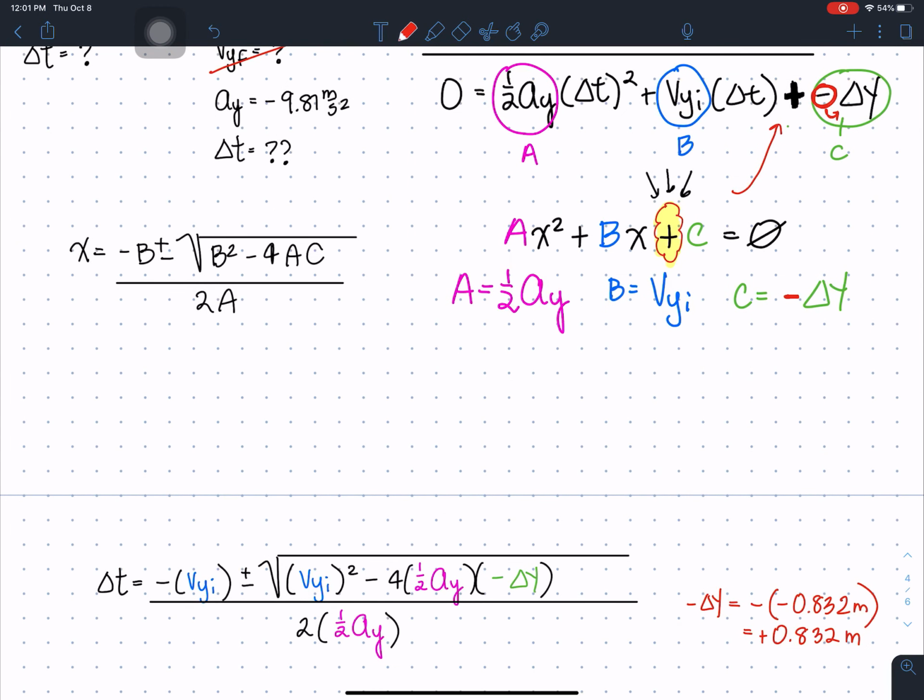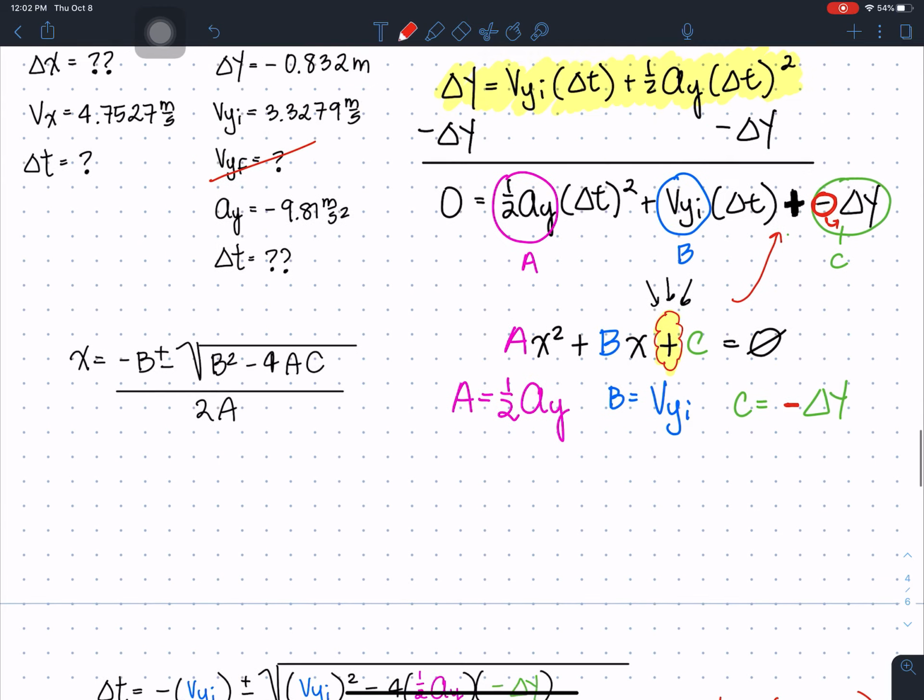If we rewrite our quadratic equation, x equals negative b plus or minus square root b squared minus 4ac over 2a, if we rewrite that equation using our physics variables, we see that delta t is equal to negative quantity Vy initial plus or minus the square root of quantity Vy initial squared minus 4 times 1/2 acceleration in the y times negative delta y. That entire quantity is then divided by 2 times 1/2 acceleration in the y.